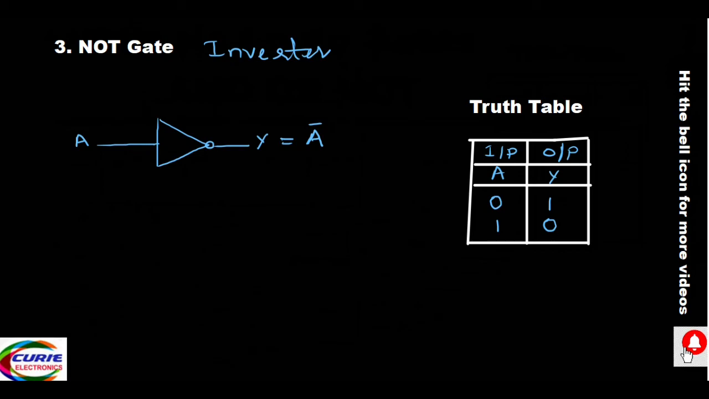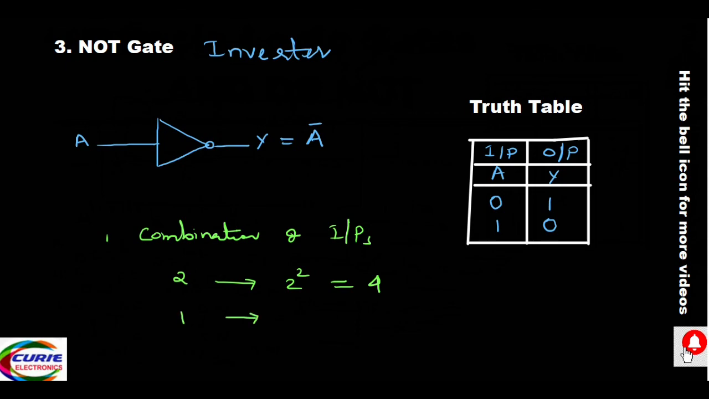Now one more thing you have to understand here, a little bit. How many combinations of inputs do we get in the table? If two inputs are there, then how many will we get? 2 to the power 2, that is 4 combinations. If only one input is there, then how many combinations will we get? 2 to the power 1. We will get 2 combinations.